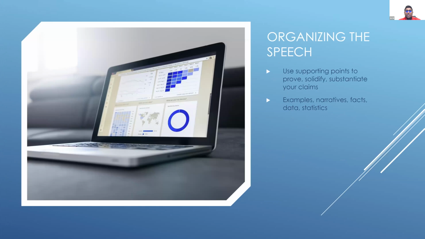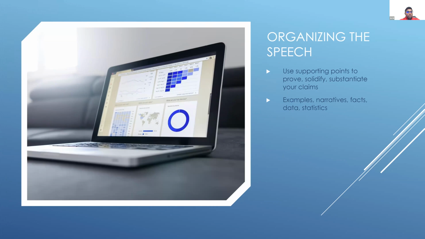So coming to organizing the speech, you want to use supporting points to prove, solidify, and substantiate claims. You have your main ideas, and it's not good enough just to state your main idea. You have to be able to back it up with some sort of evidence. How do you give evidence? You give examples to back up those main ideas.